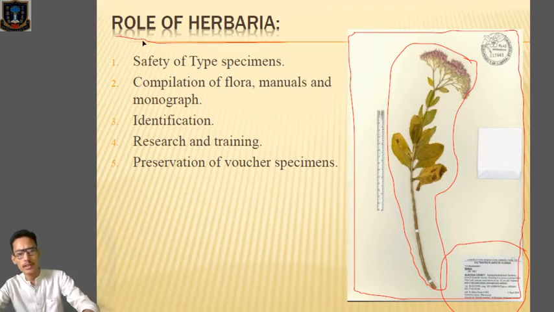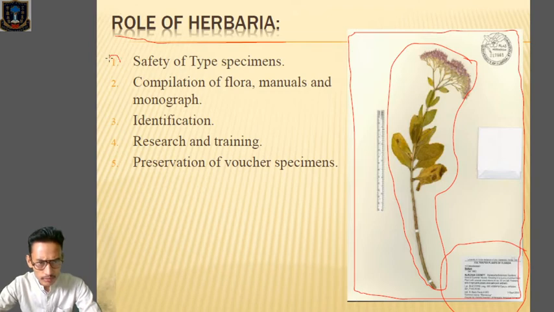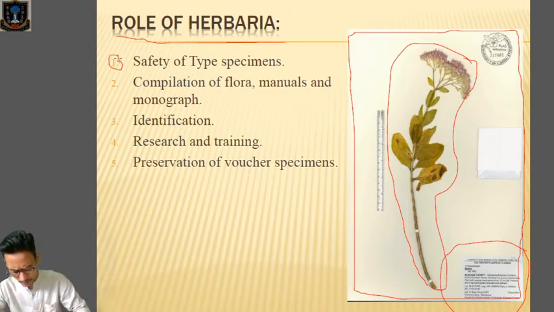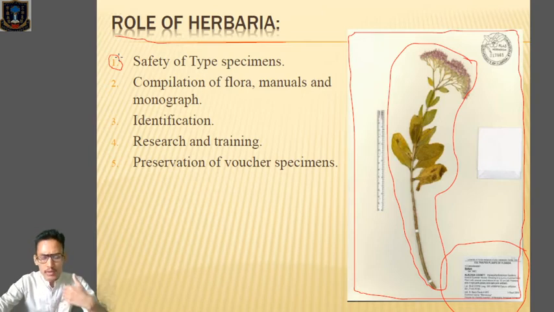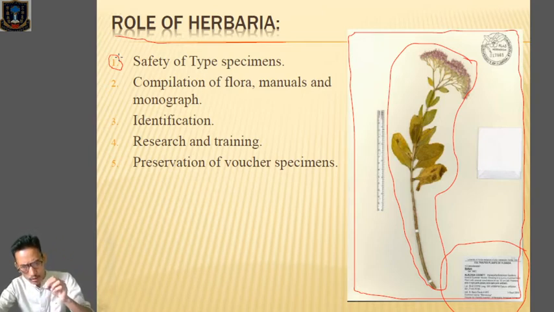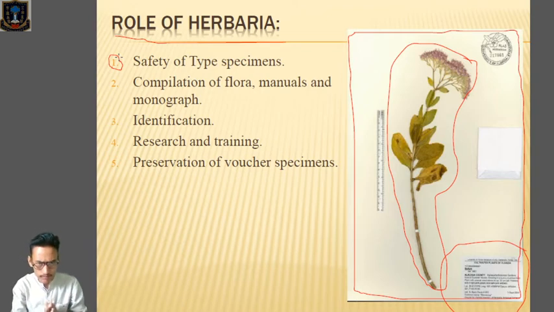So the first important significance of herbaria is safety of type specimens. Okay, so what we do over here is that whenever we are collecting a plant or any species of plants, we first have to write the name of the plant, name of the location, that means name of the place from where it is being collected, and altitude. Clear? So why are we doing this? So that all the information of those collected plants can be documented and recorded. Clear? This is mainly for the safety of the particular plant.